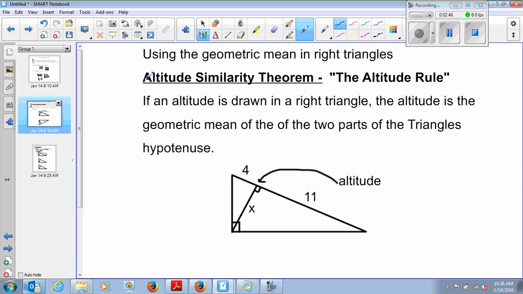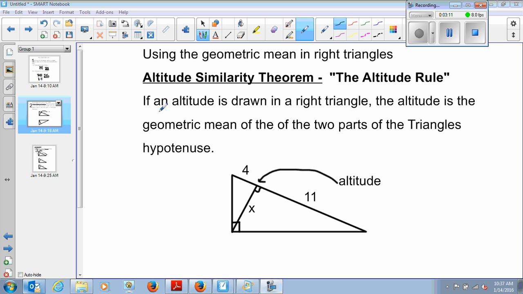We move on. So using the geometric mean in right triangles, we have an altitude similarity theorem. I'm going to call this the altitude rule. So here we have a triangle. An altitude has been drawn, and it has to be a right triangle, by the way. These are all right triangles. An altitude's been drawn in the right triangle, and we want to find out what x is. Well, there's a shortcut we can use. These are actually similar triangles, but if we just use the altitude rule, it becomes very simple.